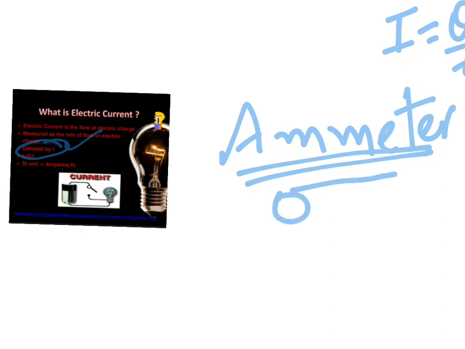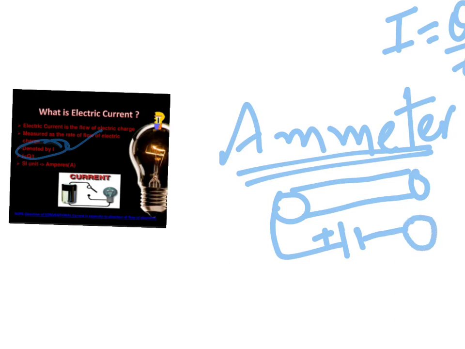Suppose this is a conductor and electric current is flowing through this conductor. We have to join the ammeter here, and this ammeter will give us the exact amount of electric current that is flowing through this conductor. Whenever we connect an ammeter in a circuit, we have to connect it in series. Series means we have to put this in the circuit.